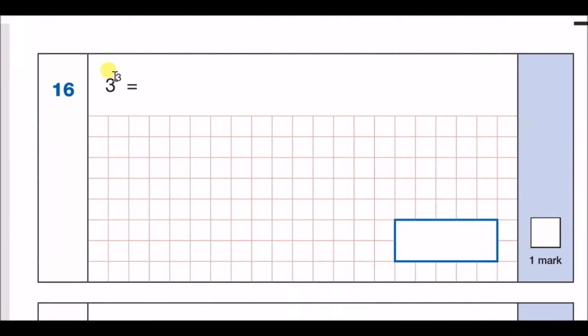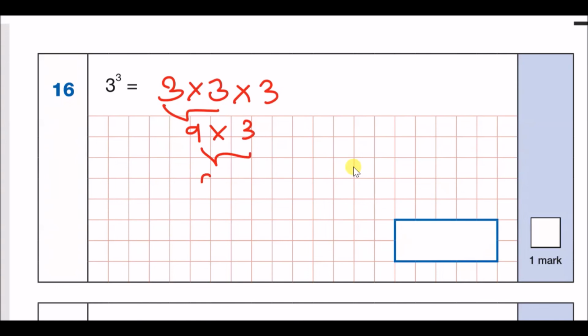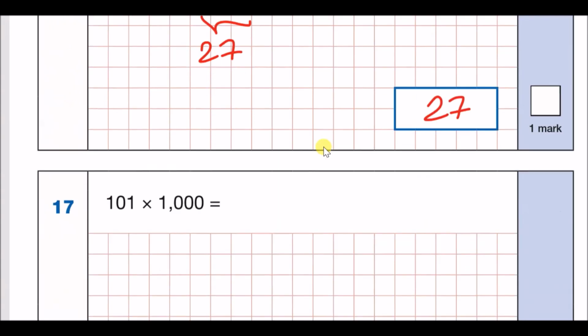Okay, 16. 3 to the power 3. Now this little 3 at the top tells us how many times we multiply the number by itself. Because this is a 3, it will literally look like 3 times 3 times 3. And we just work this out step by step. So 3 times 3 is 9, and then this is going to be 9 times 3 left. 9 times 3 is 27. And that's your answer, guys. 3 to the power 3, or 3 cubed, is 27.